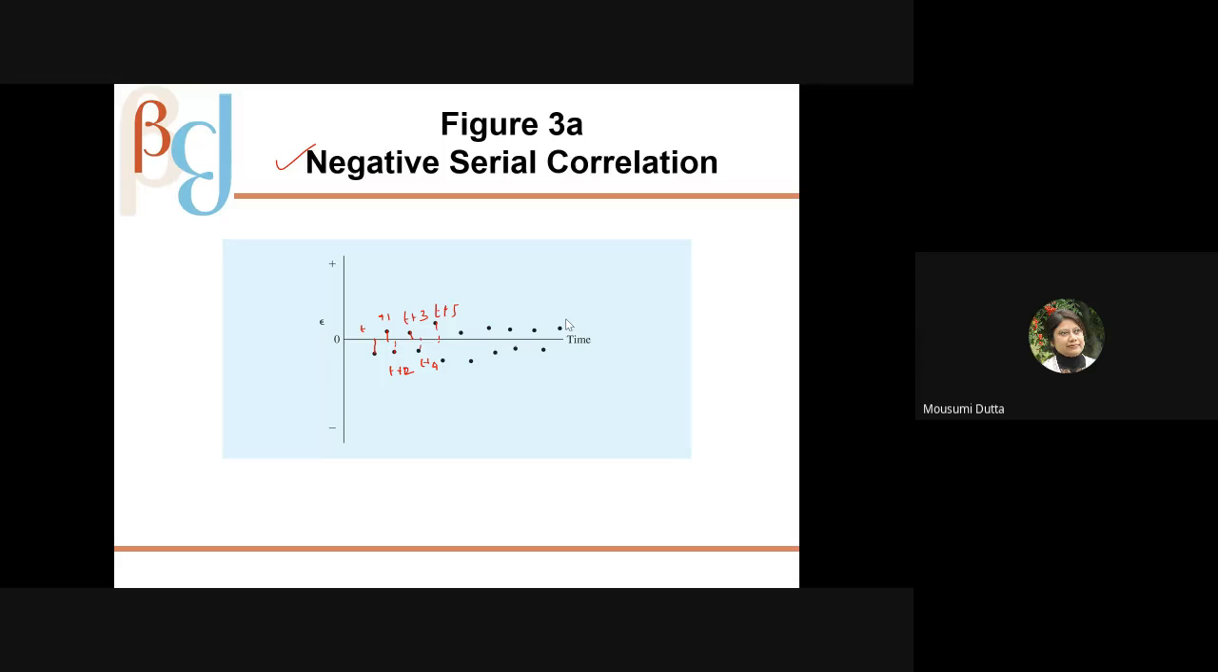So correlation may be positive if, over time, errors move in the same direction. At least for a certain time period, errors move in the same direction. In that case, there is positive autocorrelation. If there is no pattern, then rho is equal to 0. If time-wise, in the first period the error is positive, in the second period negative, then positive, if it moves like this, this is the evidence of negative serial correlation.